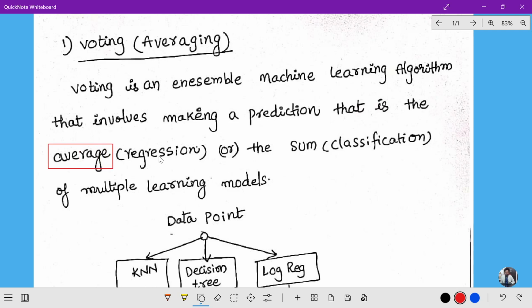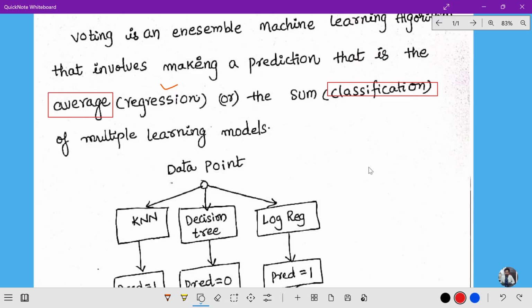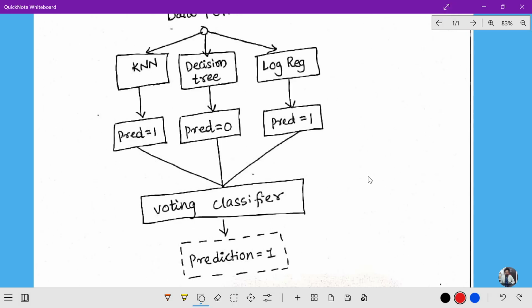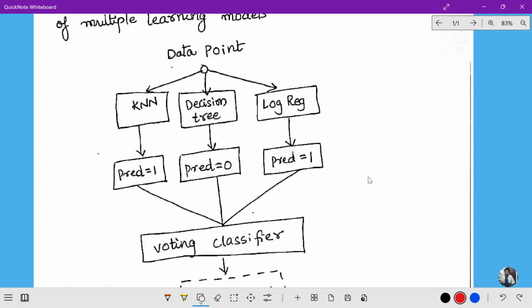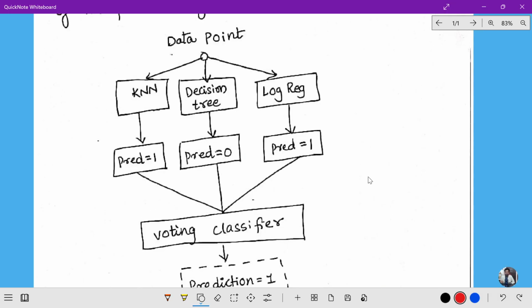In other words, average we can say is regression, and sum we can say is classification. So in voting, regression and classification play a role. Observe the example regarding voting. There is a data point on the screen, and we have been given some data here.